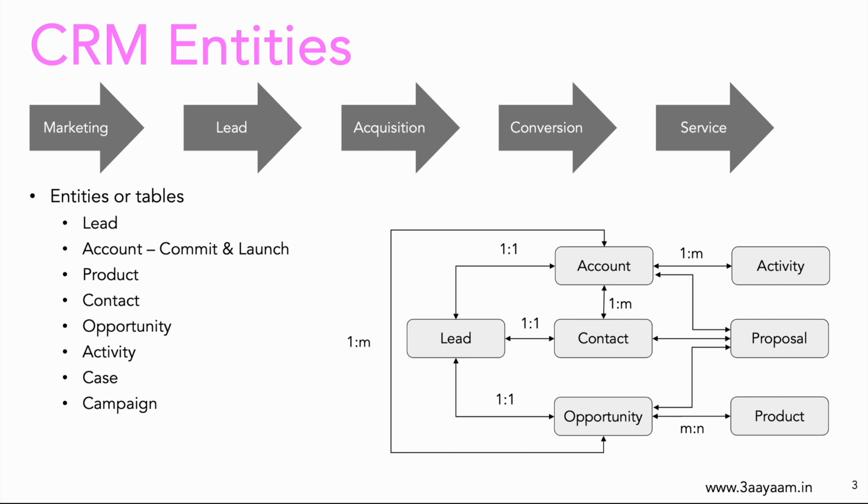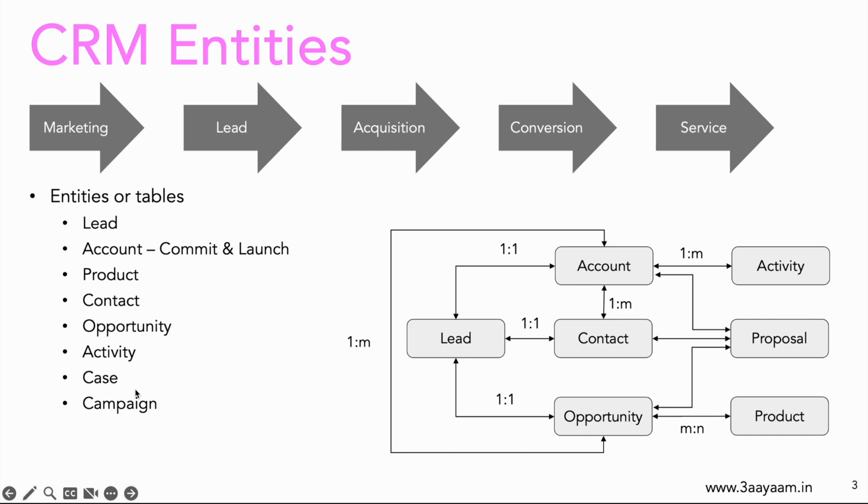Now here I have provided an entity relationship diagram, or ER diagram, which contains the mapping between various entities or tables. For example, lead and account will have one-to-one mapping, lead and contact will have one-to-one mapping, account and contact will have one-to-many mapping, account and activity will have one-to-many, account proposal, contact proposal, opportunity proposal would also have one-to-many, then opportunity and product will have a many-to-many relationship, etc.